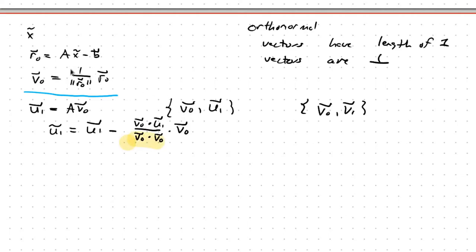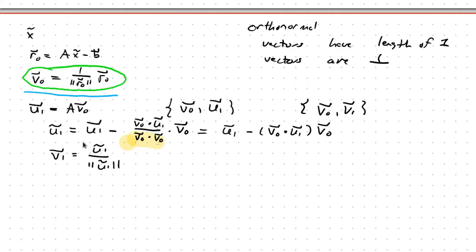Now I already know that V0 has length 1 because of this, right? And that's going to give me the length of V0 squared. I know that's 1, so I really don't have to worry about that. That's the same thing as taking U1 minus V0 dot U1 times V0. And now my V1 is going to be this U tilde 1. And then I'm going to divide by its length, so it has length 1. So I now have V0 has length 1, V1 has length 1, and by the way I constructed this, this is the Gram-Schmidt orthogonalization, V0 and V1 are orthogonal to one another.